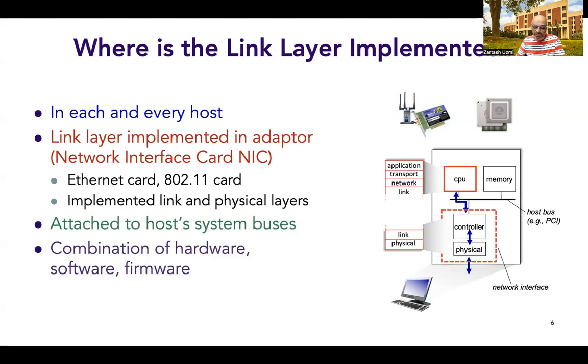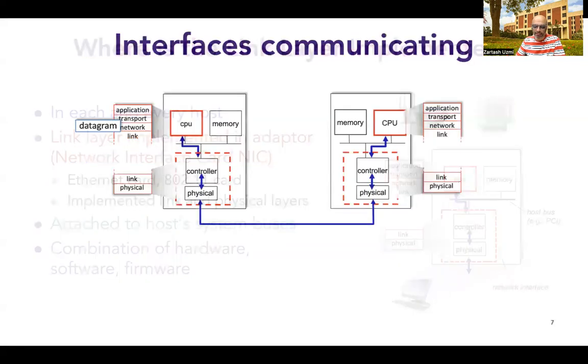The network interface card typically will implement both of these layers, and this is attached to the host system buses through PCI slots, or maybe integrated into the motherboard. Okay, this is a combination of hardware, software, firmware. You might have a combination of these to provide the link layer functionality.